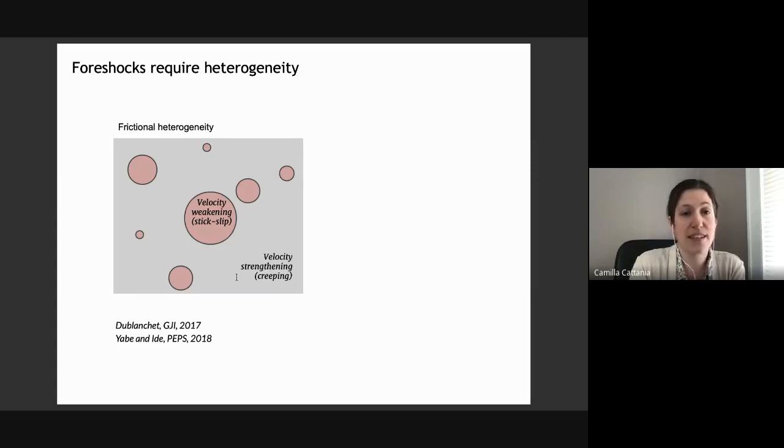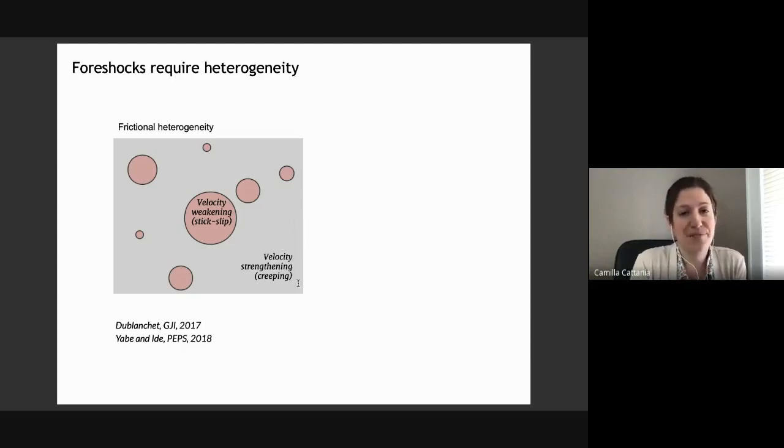And some studies, and this is a very successful model, for example, to explain the behavior of small repeating earthquakes on creeping faults. And here are a couple of studies that use a similar setup to understand foreshock sequences. And you can indeed obtain foreshock sequences that seem quite realistic. And in some ways, they were quite similar to the ones I will present later.